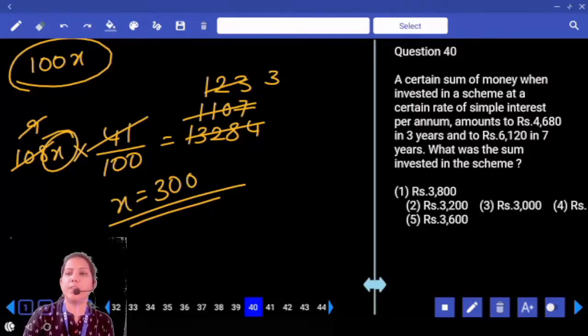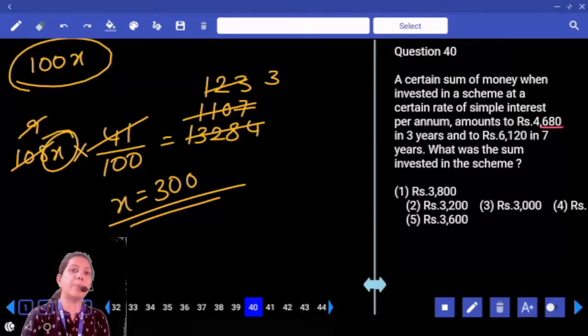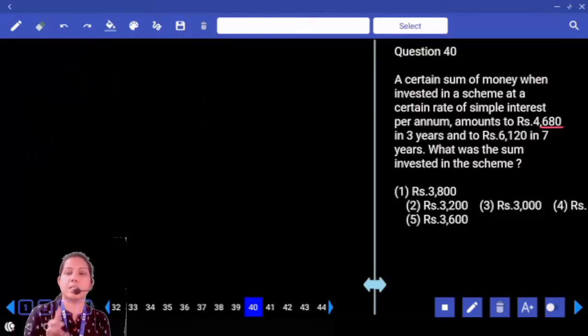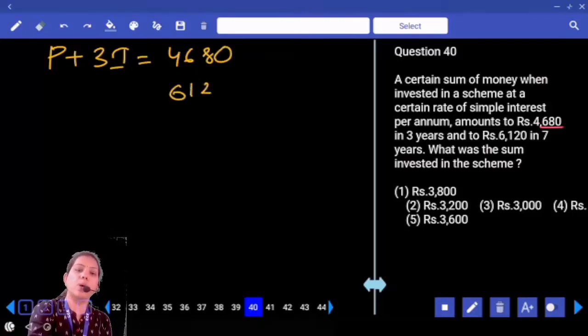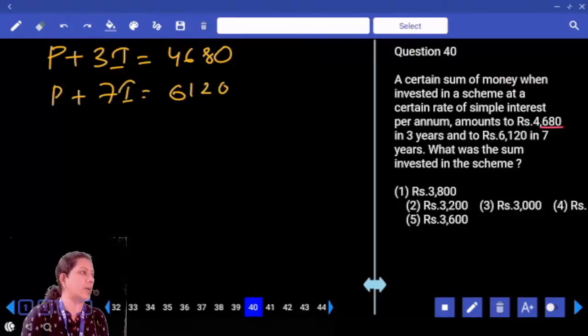A certain sum of money when invested in scheme A at a certain rate of simple interest per annum amounts to 4680 in 3 years and 6120 in 7 years. What was the sum invested in scheme A? What is 4680? Amount after 3 years. Amount means principal plus interest. How many years interest? 3 years interest. Principal plus 3 years interest is equal to 4680. I am showing it a little lengthy, normally it won't be that difficult. Principal plus 3 years interest is equal to how much? 4680. And next, what is 6120? Principal plus how many years interest? 7 years interest. Principal plus 7 years interest is equal to 6120.